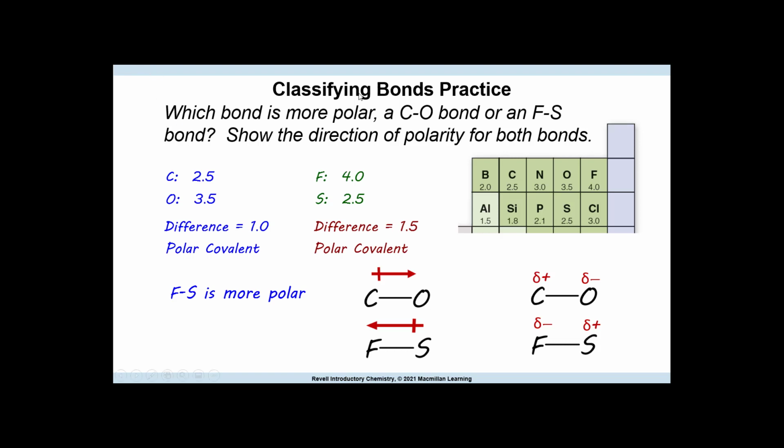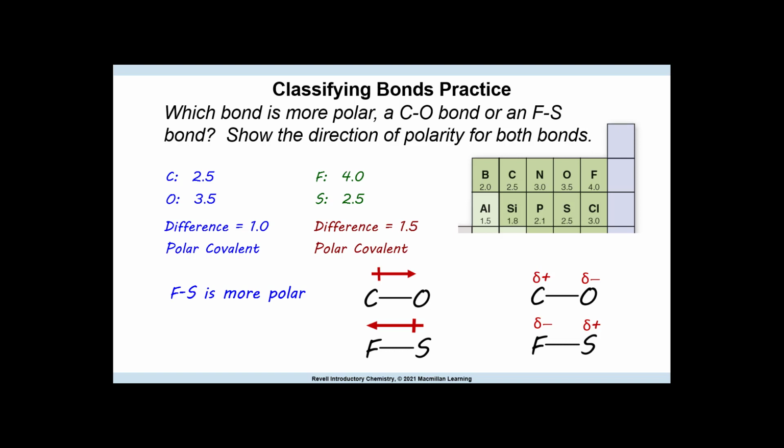Okay, so which bond is more polar, a CO bond or an FS bond? Show the direction of polarity for both bonds. So carbon has an electronegativity of 2.5, while oxygen has a value of 3.5. The difference between these is 1.0, meaning this is a polar covalent bond.